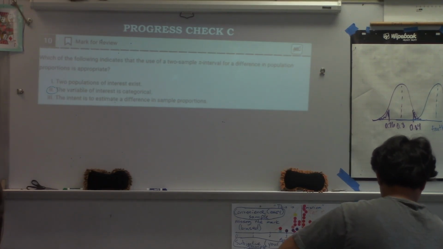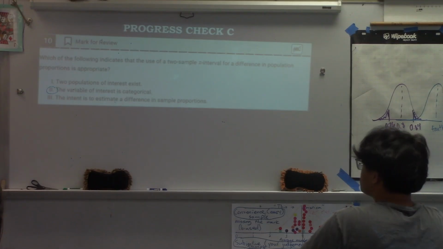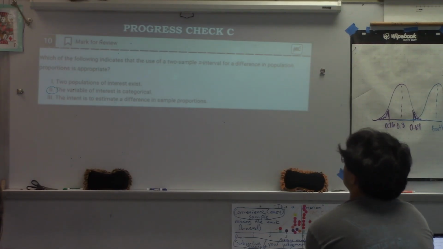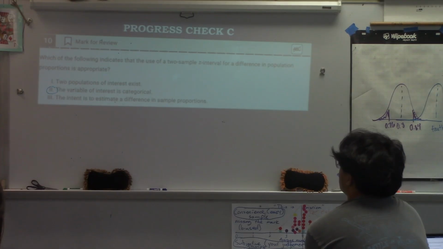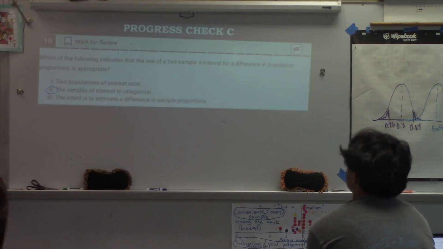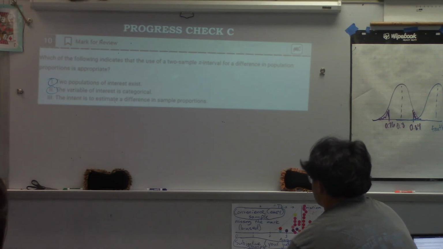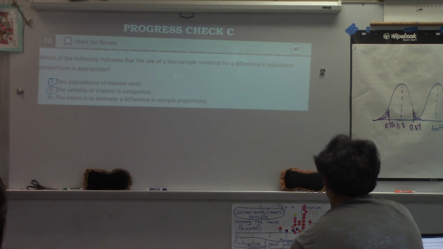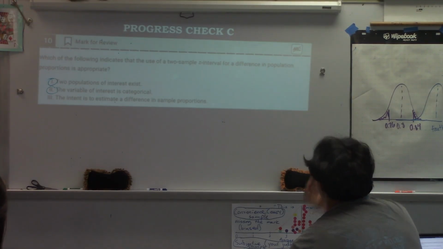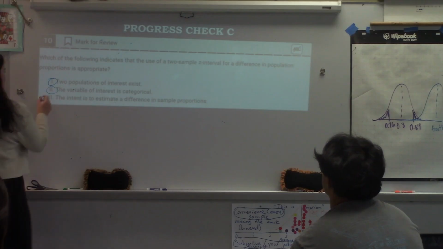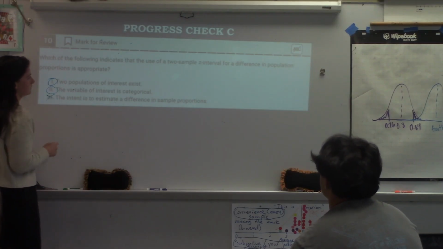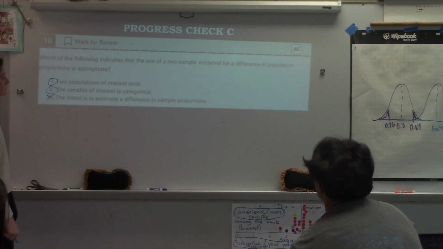Alright, and then it's also 2 populations of interest exist. Mr. Kenny just talked about that. You can't take 2 proportions from one population and try to find the difference of them. And then the intent is to estimate a difference in sample proportions. It's supposed to be a difference in population proportions. Yeah. So it was 1 and 2. It's all about populations.